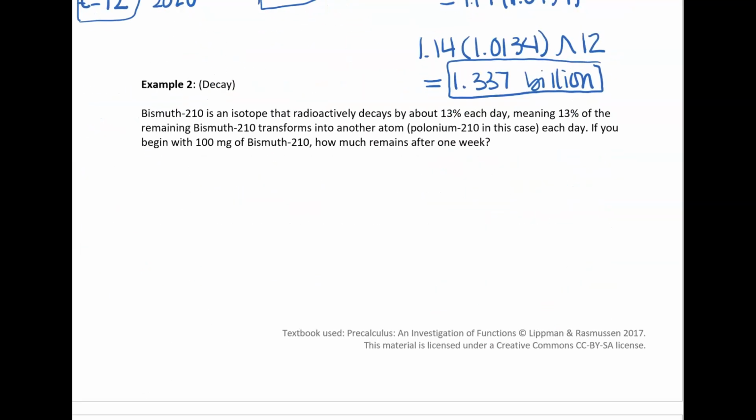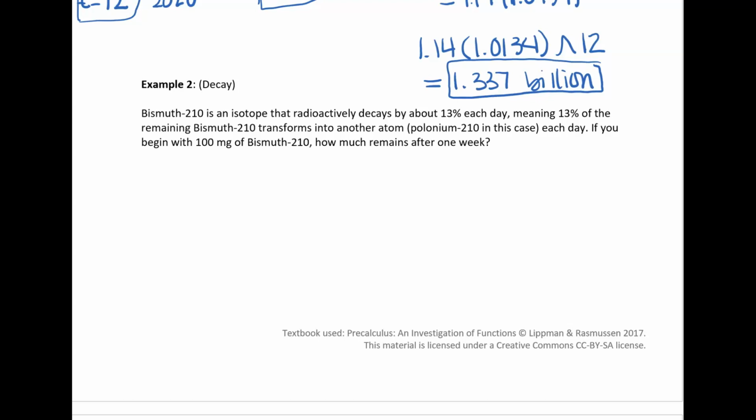Now in the decay function, it says bismuth-210 is an isotope that radioactively decays by about 13% each day, meaning 13% of the remaining bismuth-210 transforms into another atom. And in this case, that's polonium-210. If you begin with 100 milligrams of bismuth-210, how much remains after 1 week?